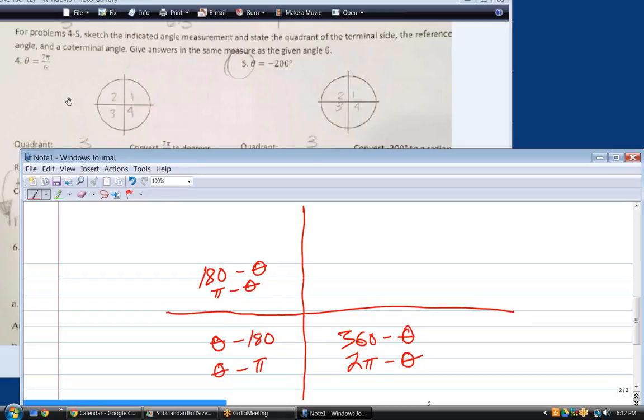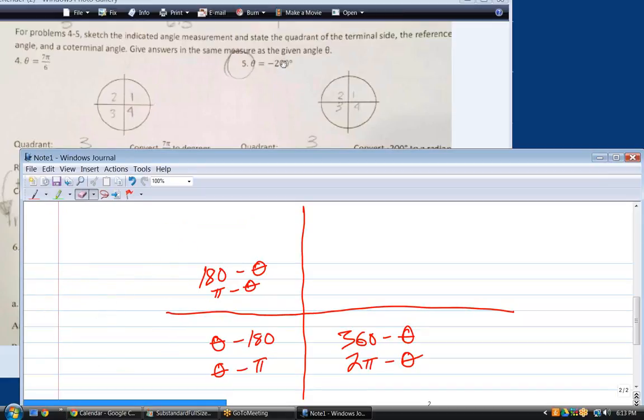Notice that if I'm in the third quadrant here, I'm doing theta minus pi, so 7 pi over 6 minus pi is pi over 6, which is 30 degrees. So getting the reference angle, you just use one of these formulas depending on which quadrant you're in.